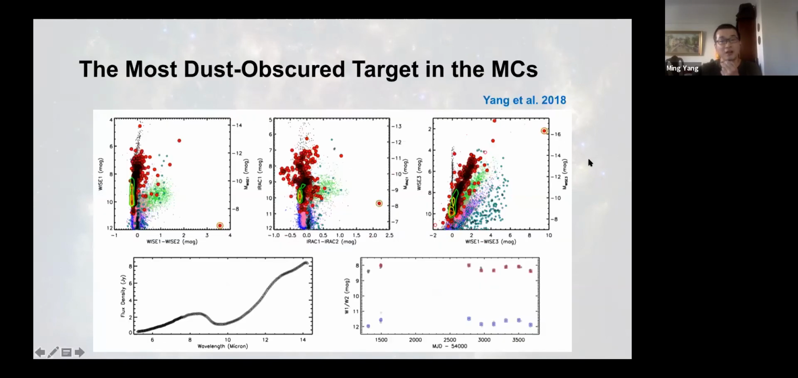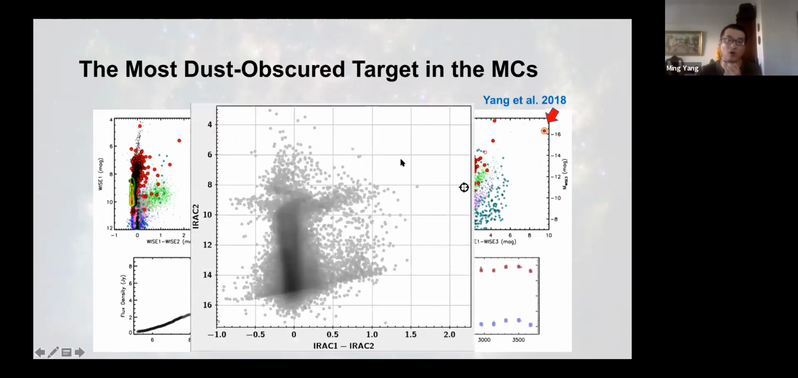And the final interesting thing is that we also found one of the most dust obscured targets in the Magellanic Cloud. If you look at the short wavelengths in the mid-infrared data, it is actually very faint and red. However, if you move to, for example, 12 micron, it will be super bright and super red. If you plot all the mid-infrared data, this target is from the LMC, the target will be here, still very red, very bright.